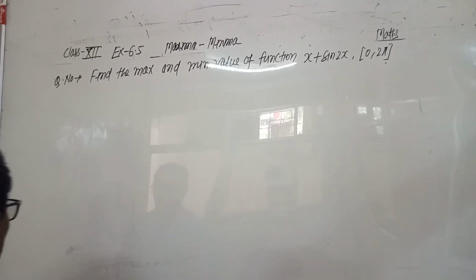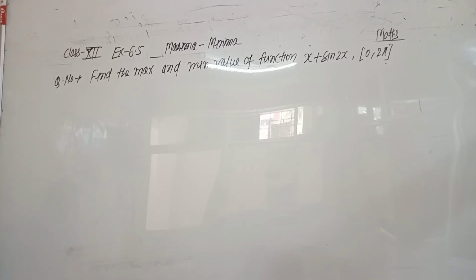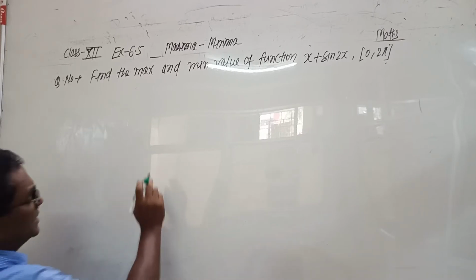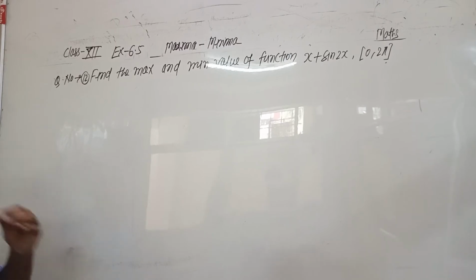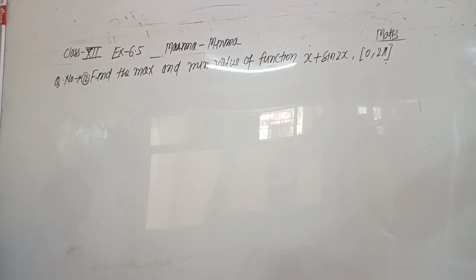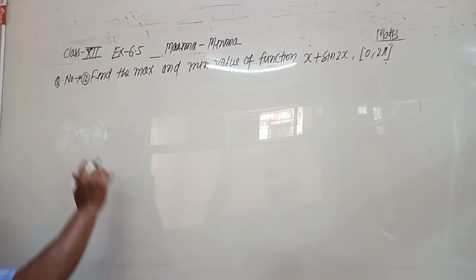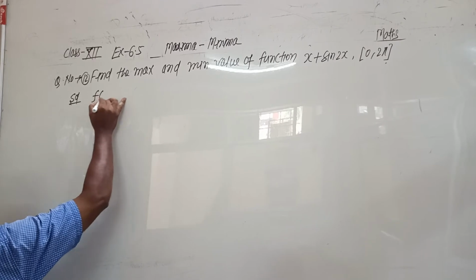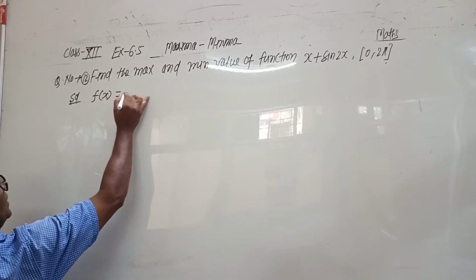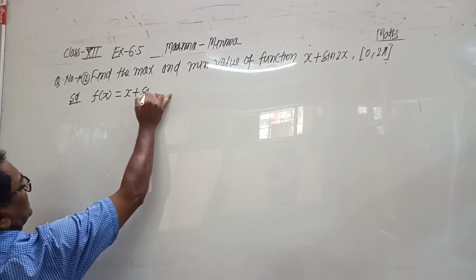In this video, we continue exercise 6.5, question number 12. Find the maximum and minimum value of the function x plus sine 2x in the interval 0 to 2 pi. So we have the given function f(x) equals x plus sine 2x.